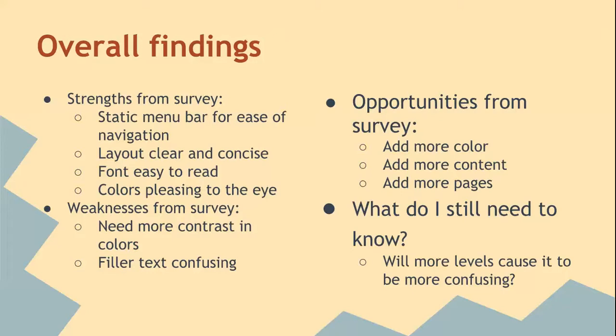This was kind of a strength and weakness. As I said before, some of the comments and the Likert scales showed that it was not quite a 1. Not all 1s, there were some 2s and 3s and occasional 4s and 5s in there, so I need to keep that in mind. And the colors were pleasing to the eye. Like I said, this is something I'd like to change for the final project. Weaknesses from the survey that I found: I need more contrast in colors, like we just said, and the filler text was confusing. So for next time, definitely, no filler text, actual content.